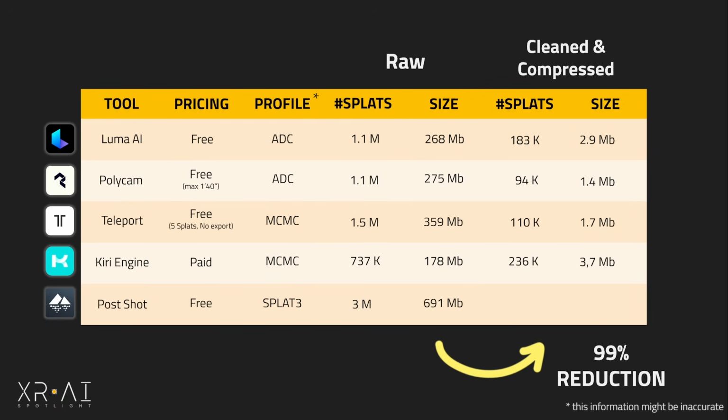With Kiri Engine, we end up with 236,000 and 3.7 megabytes, and last but not least, our most beautiful capture from Postshot got 475,000 and just a file of 7.4 megabytes, meaning around a 99% reduction in file size. So which one is the best tool? I think it's up to you to decide.